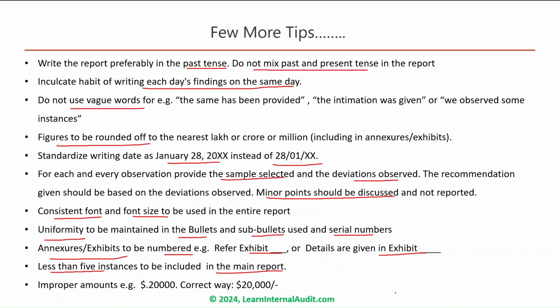Improper amounts would be written as $20000. Now you see here there is no comma. The correct way is $20,000, with a comma. So again, this is standardization and a correct way of writing an amount.